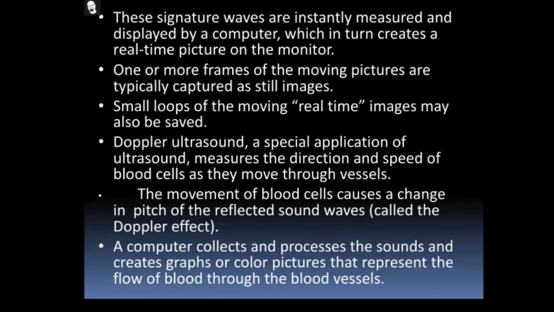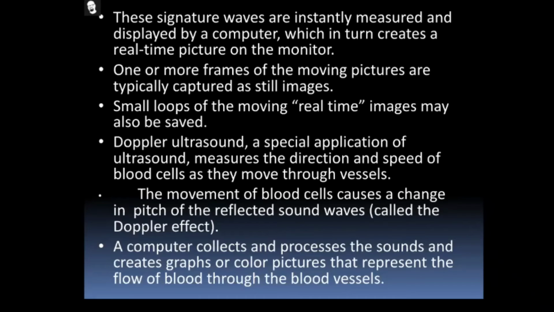I'm talking especially about Doppler ultrasound, not the general machine. The Doppler ultrasound will show the direction and the speed of the blood cells in the blood vessels. That will show you how far your hematological condition is. The movement of the blood cells causes changes in the pitch of the reflected sound waves, called the Doppler effect.